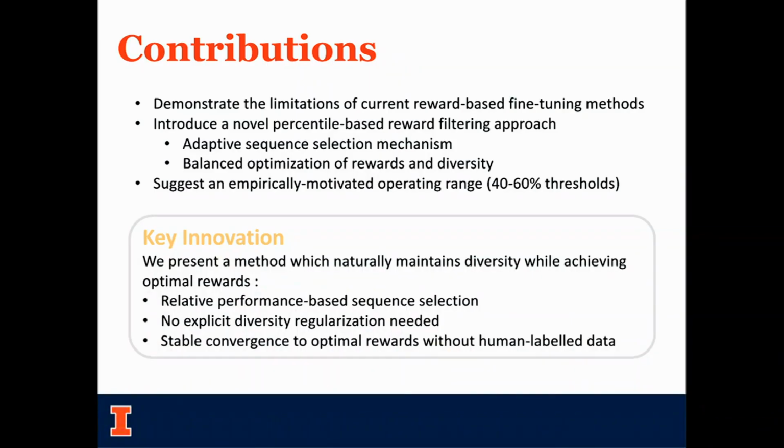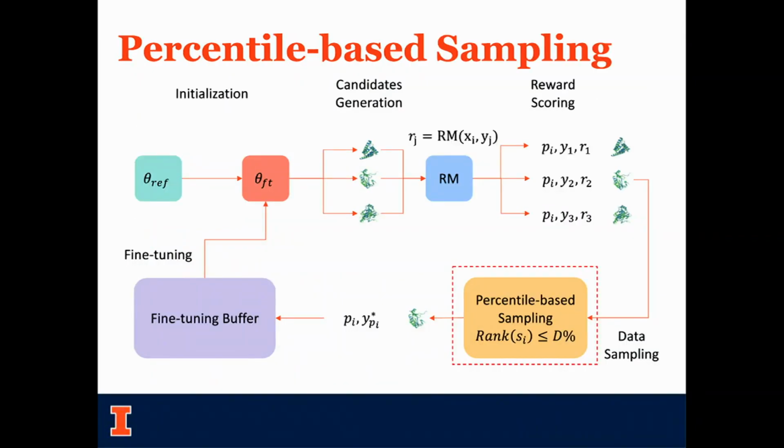And the pipeline is quite simple, just focus on this part. The other part is quite similar. We just replace the sampling part, and we replace the best-of-K with a percentile-based sampling.